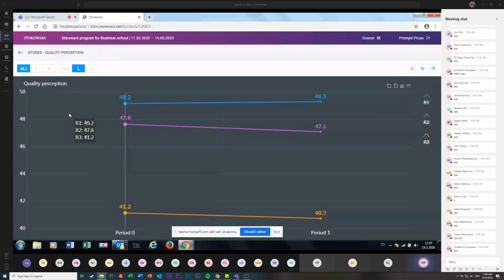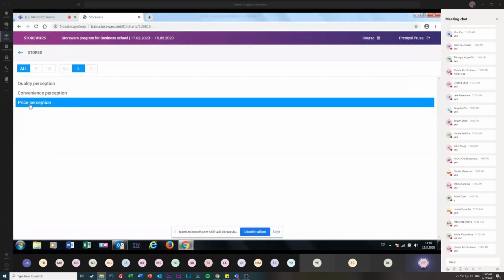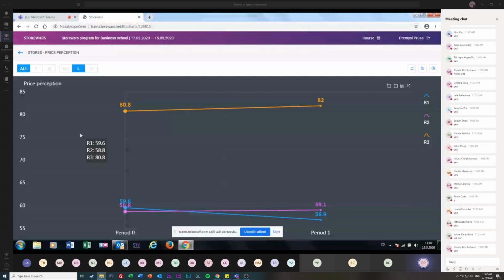Then I will show you convenience perception. The same, retailer 1 is perceived as more convenient, and retailer 2 is perceived as a little bit less convenient, and the convenience perception is falling down a little bit here. And finally, we can see the price perception. The price perception is important because the lower the figure, the cheaper you are perceived. So in this case, retailer 2 is perceived as more expensive than retailer 1. So retailer 1 is perceived as cheaper.